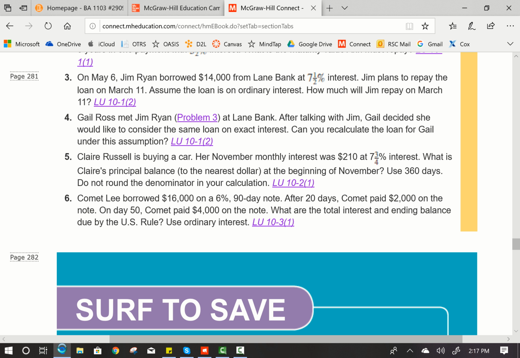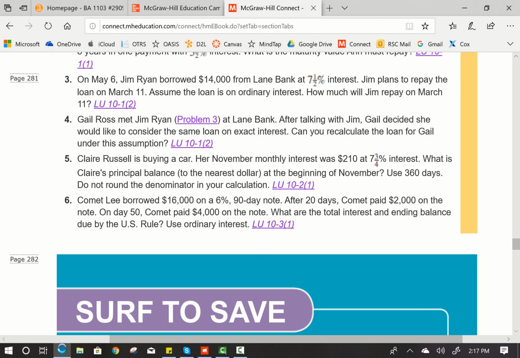On May 6th, Jim Ryan borrowed $14,000 from Lane Bank at 7.5% interest. Jim plans to repay the loan on March 11. May 6th to March 11. Okay, there's quite a few. That's almost a year. Assume the loan is on ordinary or banker's method or ordinary interest. How much will Jim repay, the maturity value, on March the 11th? Okay, so we have to do a little bit of calculation on that one.